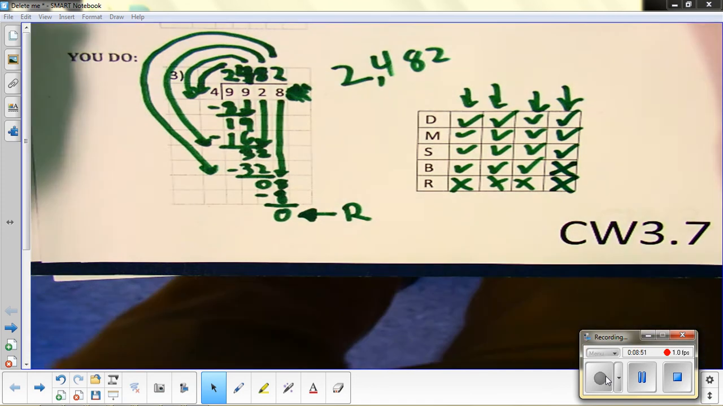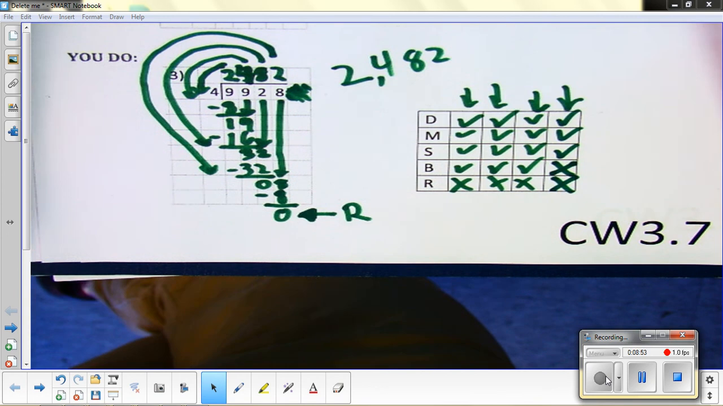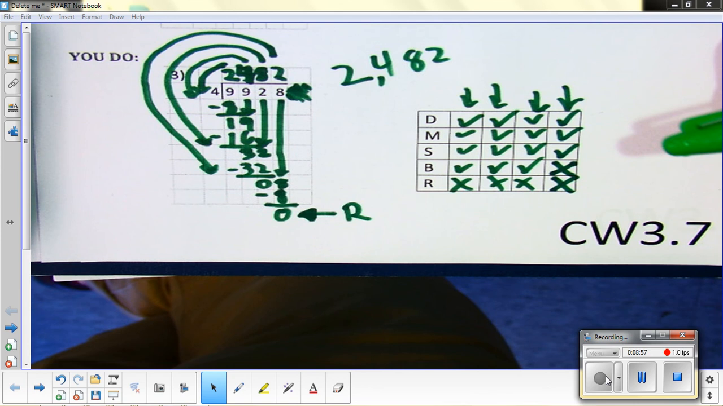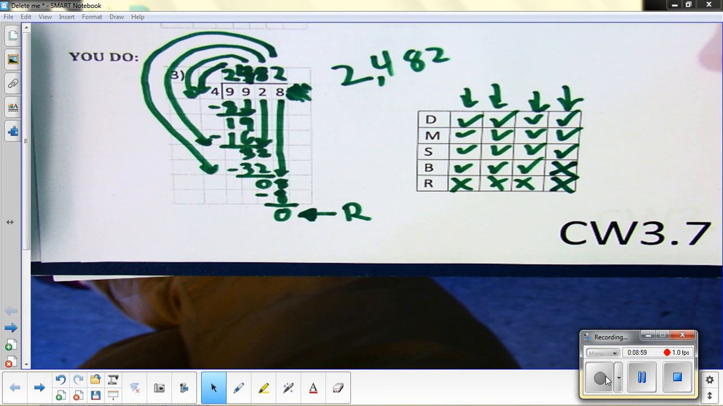If you're confused, watch the video again. If you understand, go on to the practice. Remember to do your level test and check it in front of the camera.